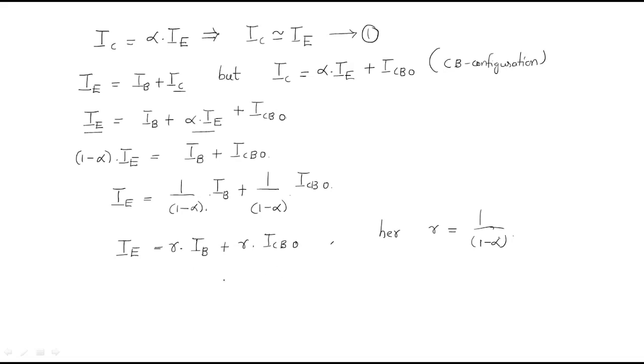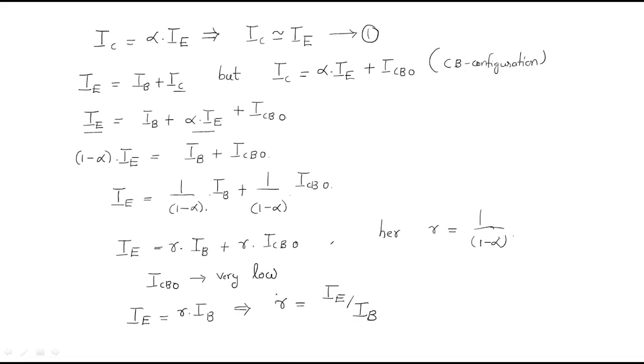But generally the ICBO value is very low. That's why I can write like this. So emitter current equal to gamma into IB. So in this we can find out gamma, IE by IB.